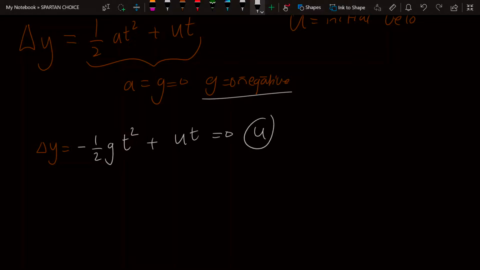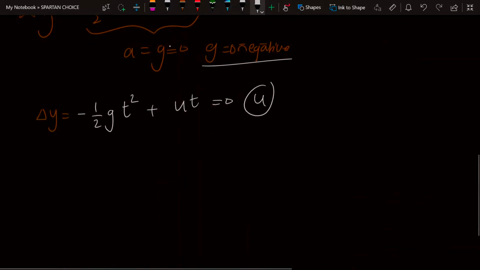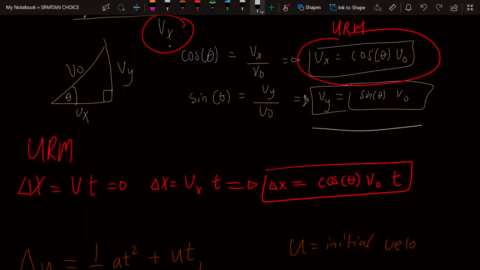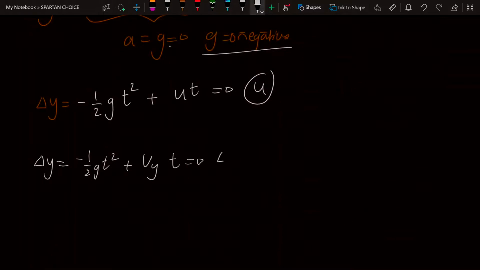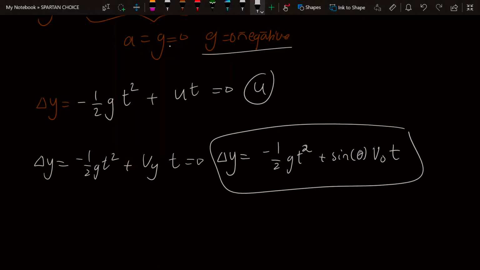Now let's substitute for u. In this case, our velocity in the vertical direction is Vy. So let's substitute. We get that delta y is equal to minus half g t squared plus Vy t, right? But we already established that Vy is equal to sine theta V0. So let's just substitute. Delta y is equal to minus half g t squared plus sine theta V0 t, right? Second equation of motion proven.